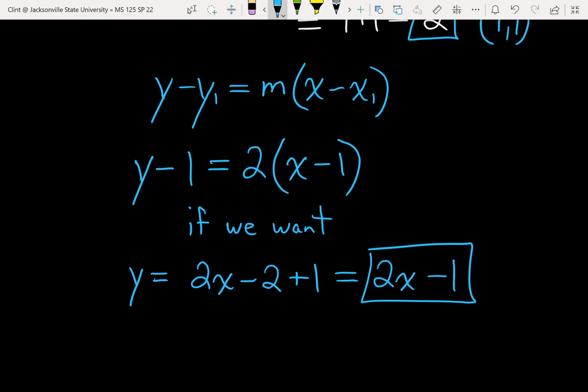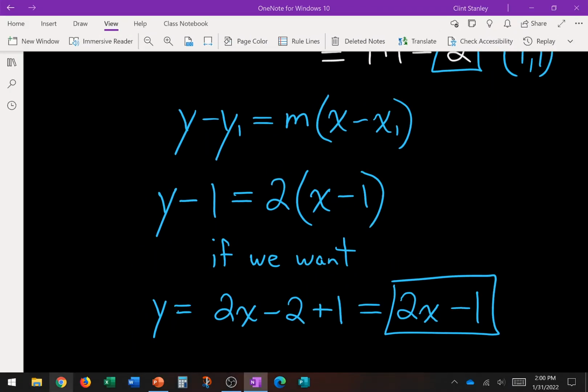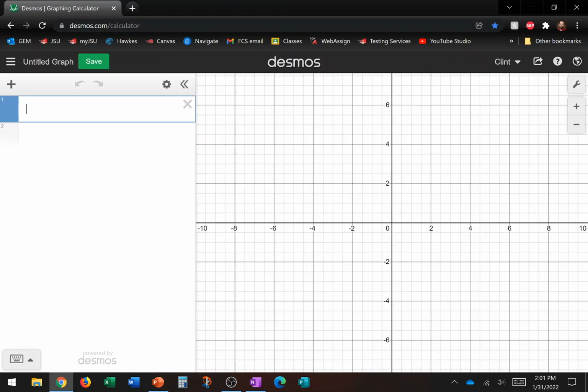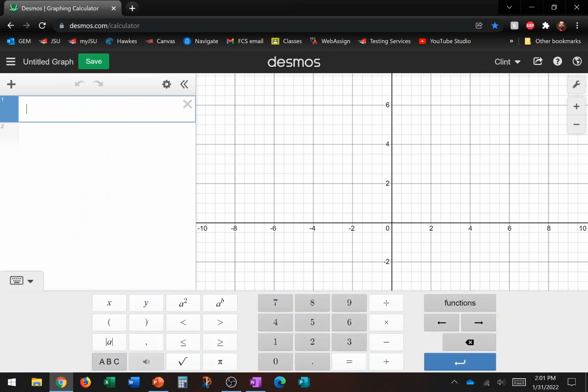And one thing we can do to check it, we can look at the graph. So let's check ourselves, if I can get it to load up on the slow Wi-Fi. Okay, so our graph was x squared.